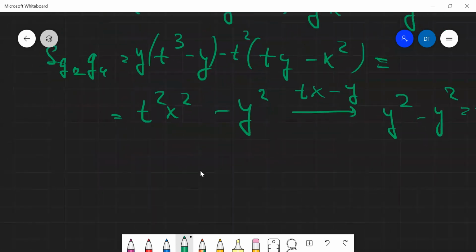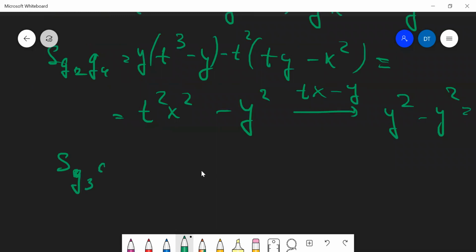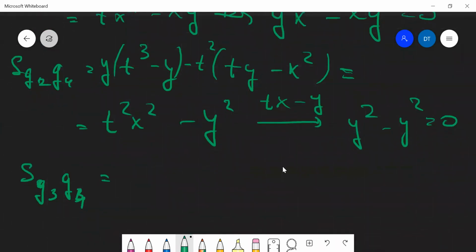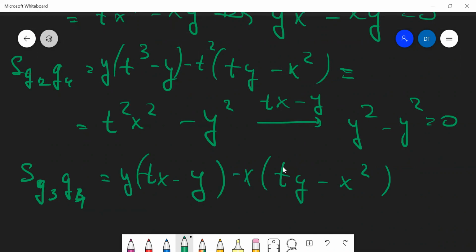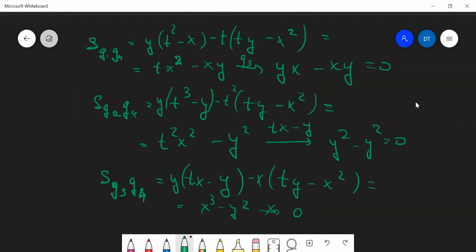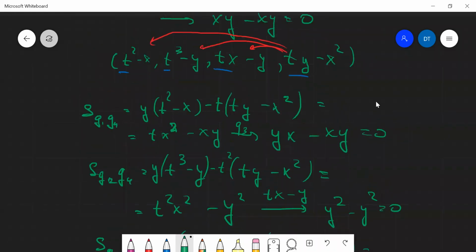The only thing we need to add is the last S polynomial, and here we have tx minus y and ty minus x squared. Here we should multiply by y, here we should multiply by x, and subtract one from another, and we will get x cubed minus y squared. This one depends on x and y only, and it's not reducible by the previous polynomials, so you cannot reduce it to zero. So on this step, among the three S polynomials, only one is non-zero and its remainder is not reducible to zero. So you should add it here.